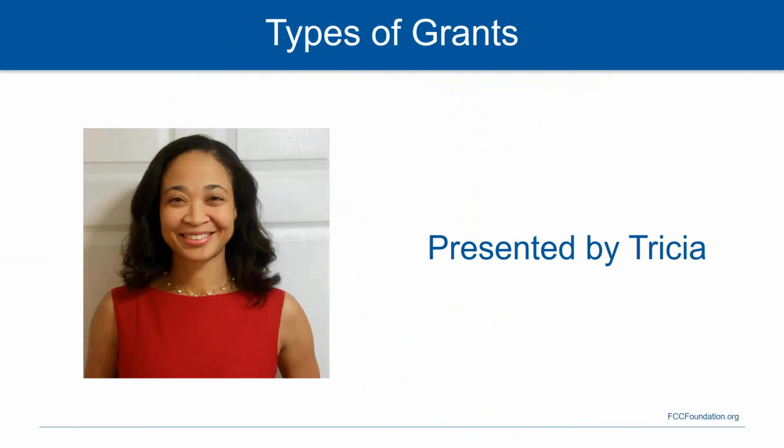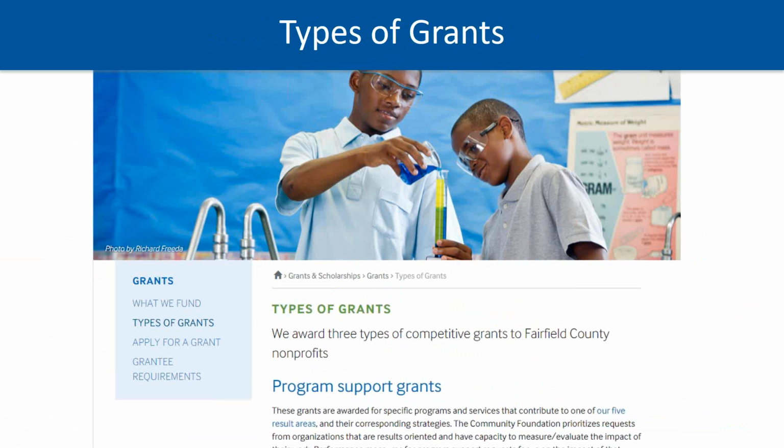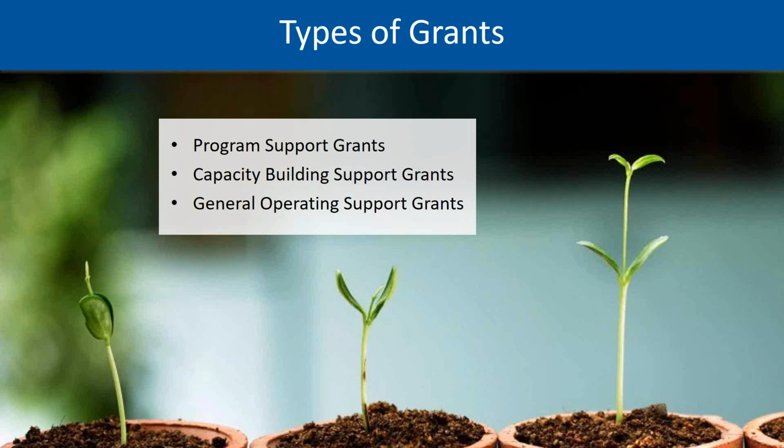So here's another screenshot from our website. All of the information I'll present is located in the grant section of the website under the heading Types of Grants. We award 3 types of competitive grants to Fairfield County nonprofits. The first is Program Support Grants.